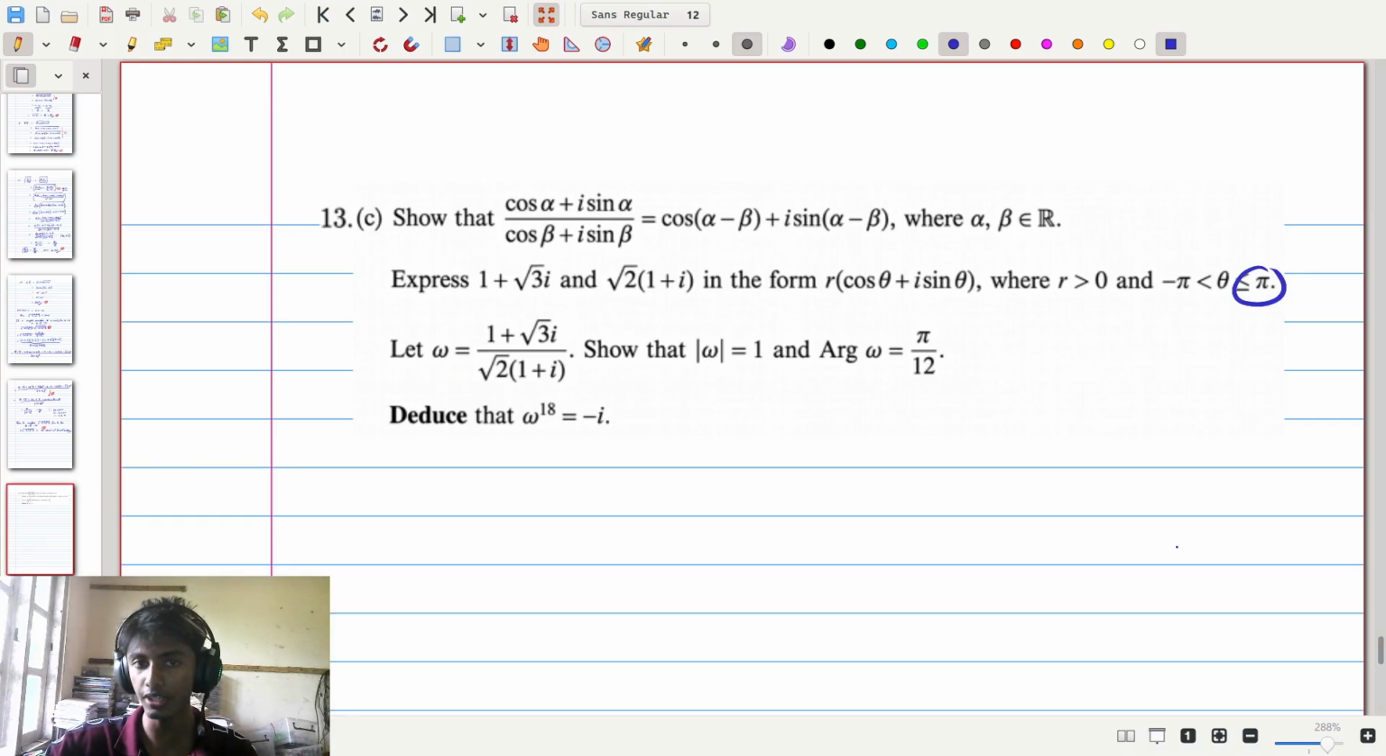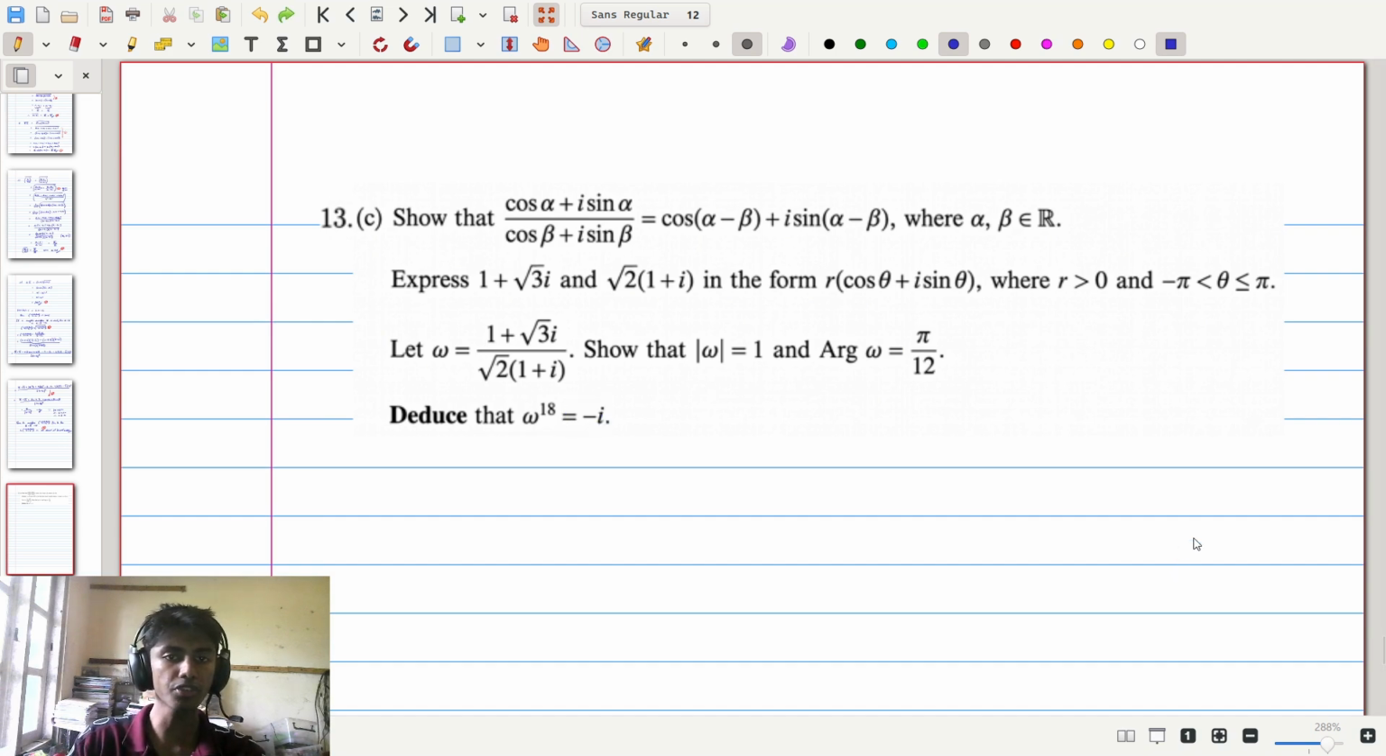The question then says, let omega be equal to 1 plus root 3i divided by root 3 times 1 plus i. And given this, we have to show that the modulus of omega is equal to 1 and that the argument of omega, arg omega, is equal to pi by 12. Finally, the question says, deduce that omega raised to the power of 18 is equal to negative i.